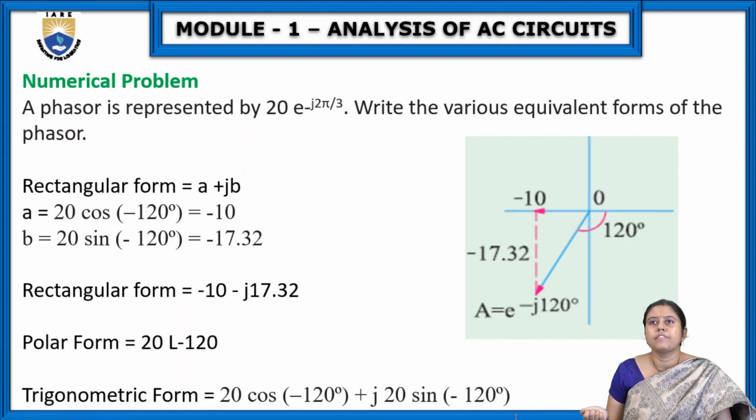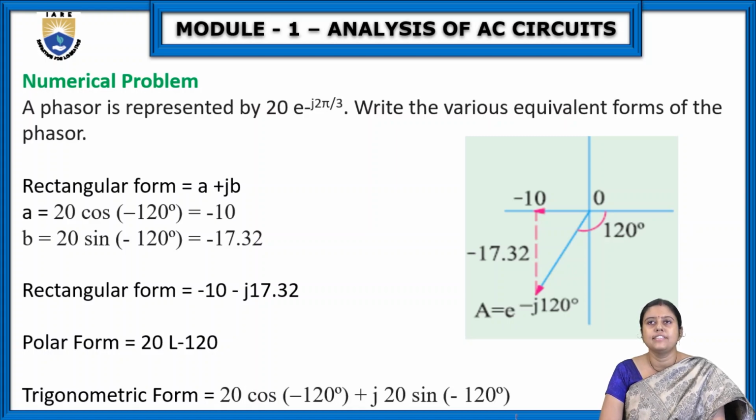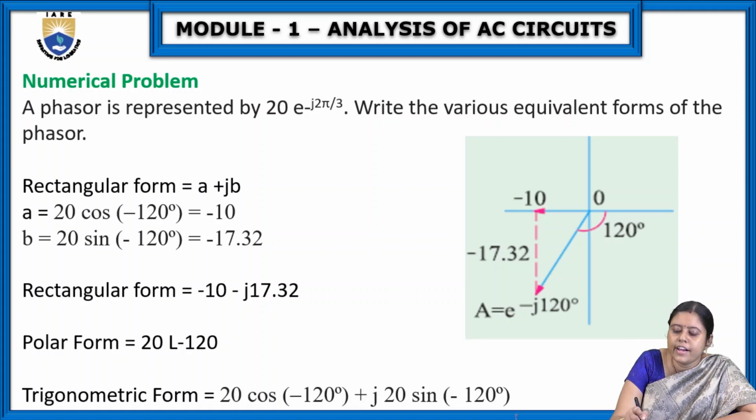Now we are coming to another example. A phasor is represented by 20 e to the power j 2 pi by 3. Write it in the various forms of the phasor. This is a very good question. I am discussing it one by one, please try to understand. So a phasor is given by 20 e to the power minus j 2 pi by 3.